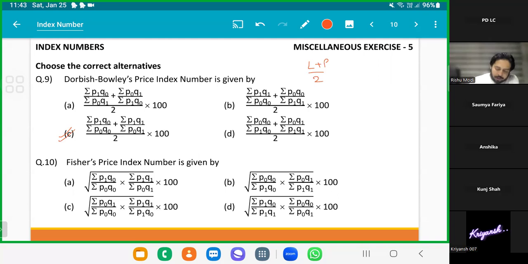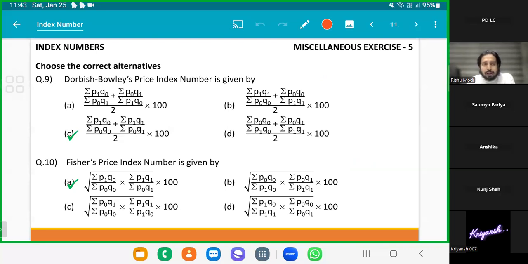Absolutely correct. Fisher's price index number. So we know that Fisher is root of L into P, right? So we want L into P. So P1 Q0, P0 Q0, P1 Q1, P1 Q1 is in the numerator. Absolutely correct. P0 Q0, P0 Q1, right? Entire option A is correct, matching with the formula. So option A becomes my answer. So Dorbish-Bowley and Fisher are done.